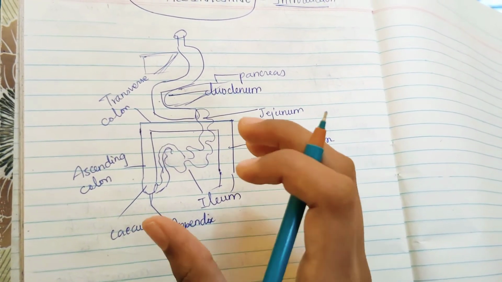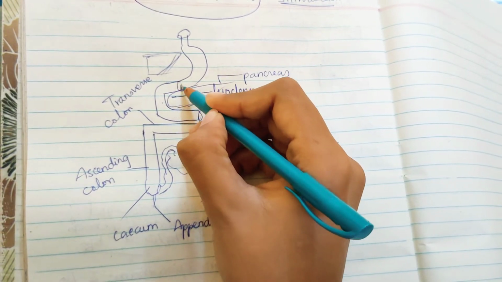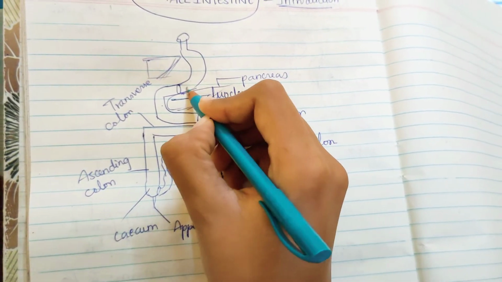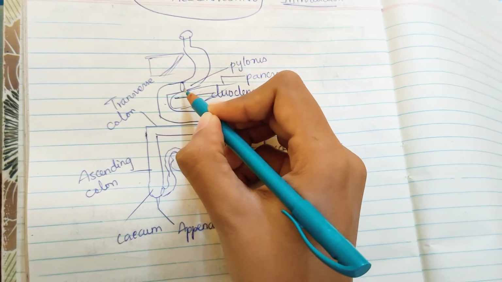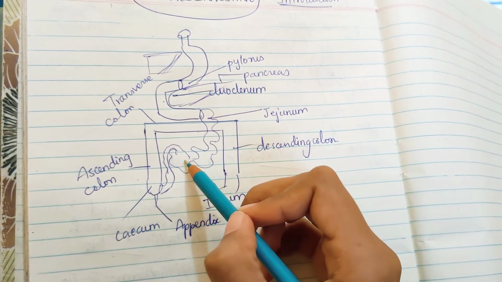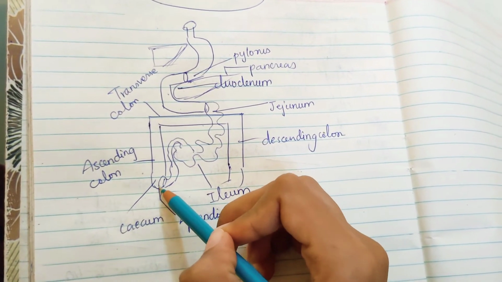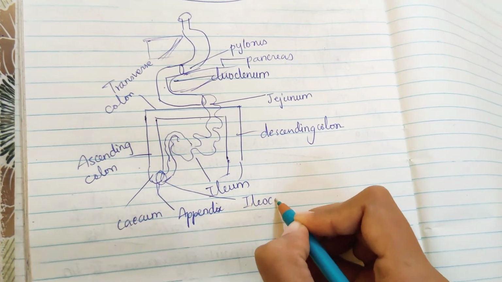Now coming especially to the small intestine. The small intestine starts from the pylorus. This is the pylorus part of the stomach, so let me write here pylorus. It starts from the pylorus part of the stomach to the ileocecal junction. So where is the ileocecal junction? This is ileum, this is cecum. This junction is named the ileocecal junction.